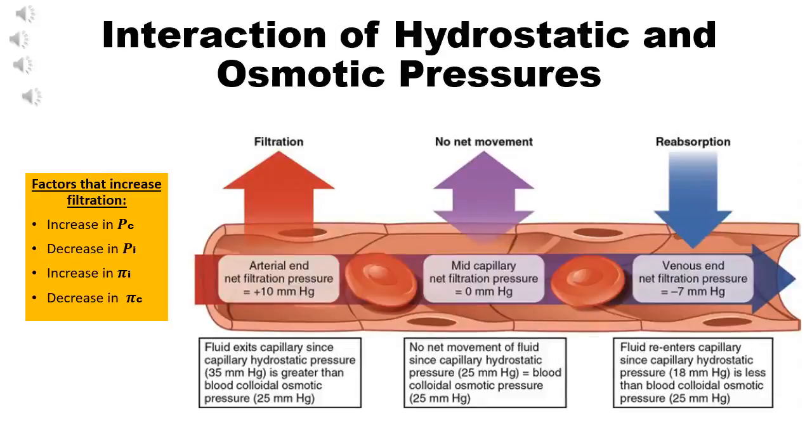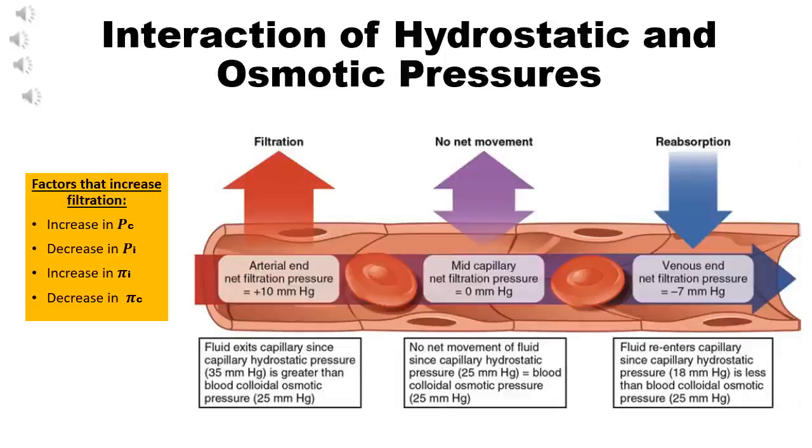Close to the arterial end of a capillary, the net filtration pressure is approximately 10, because the capillary hydrostatic pressure of 35 millimeters of mercury minus the blood colloid oncotic pressure of 25 millimeters of mercury equals 10. Recall that the hydrostatic pressure and the osmotic pressures of the interstitial fluid are essentially negligible. Thus, the net filtration pressure of 10 drives a net movement of fluid out of the capillary end.